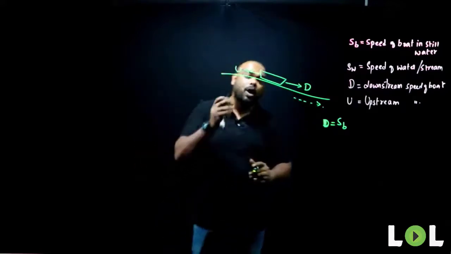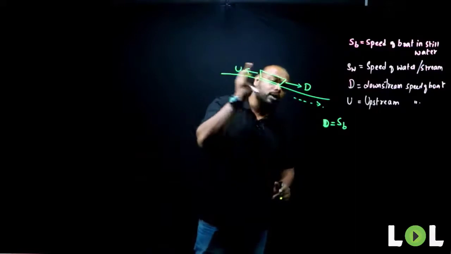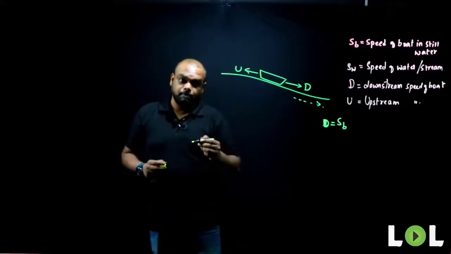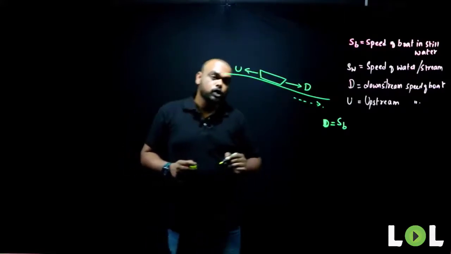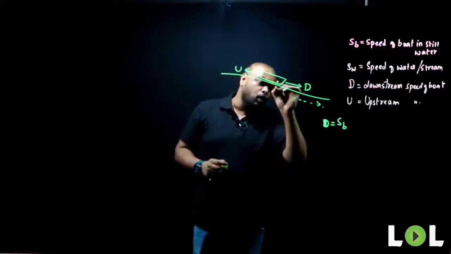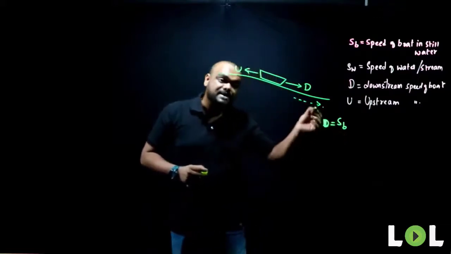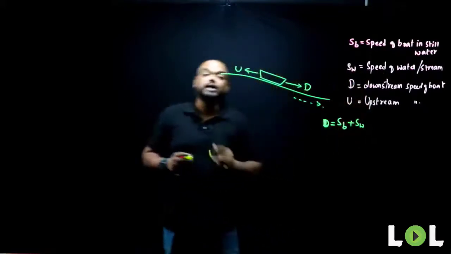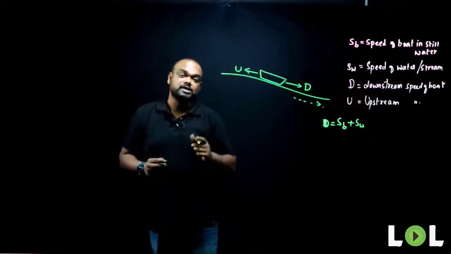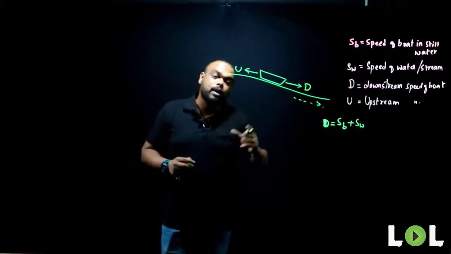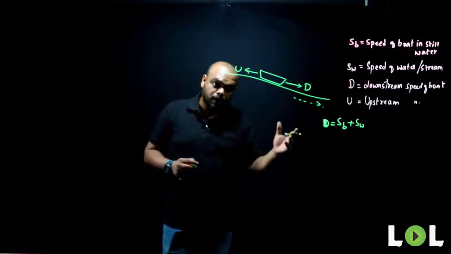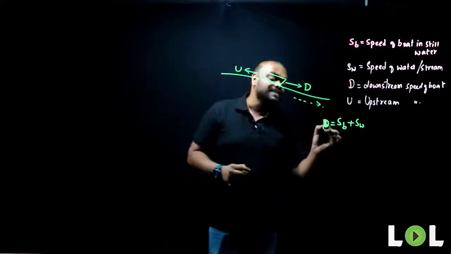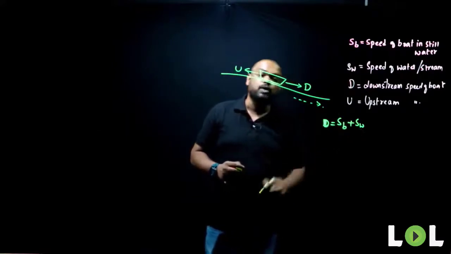what happens? The water tries to push the boat further, thus increasing the speed of the boat. So the boat will have the speed of a boat in still water, plus it will get some extra speed from water, that is SW, speed of water. You can imagine yourself swimming in a canal or in a river: in the same direction as the water, you can swim faster. Why? Water is helping you there. So that's why downstream speed is the speed of boat in still water plus speed of water.